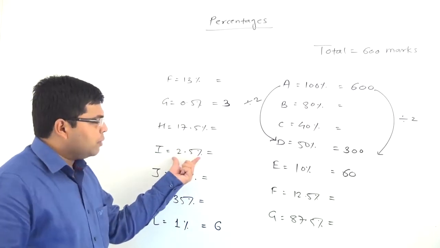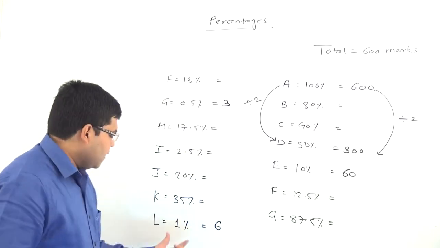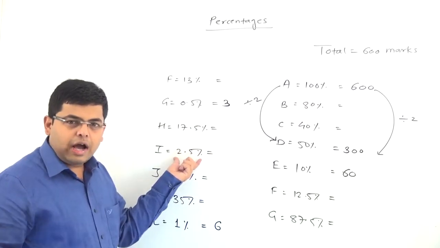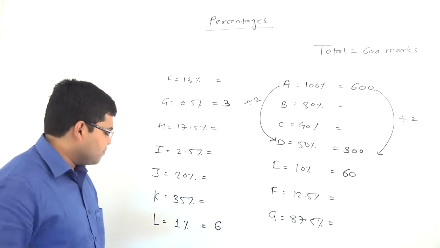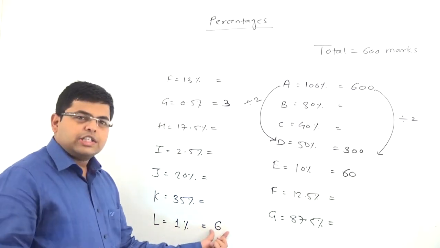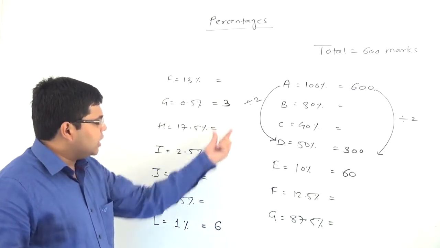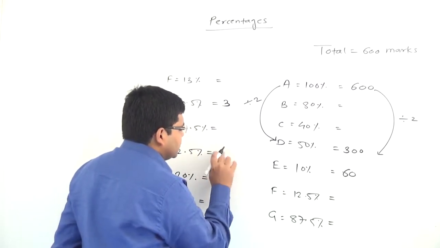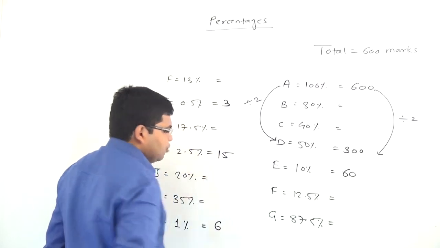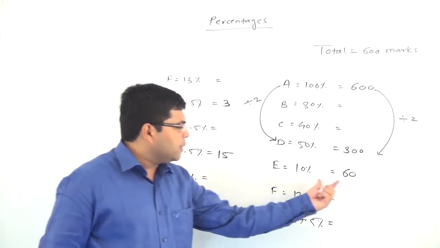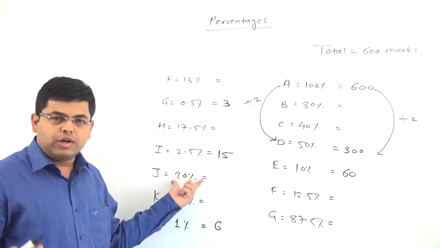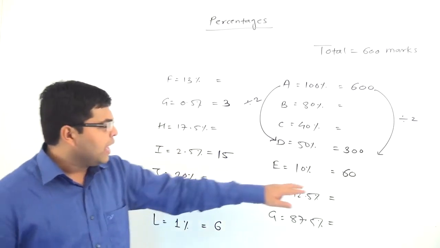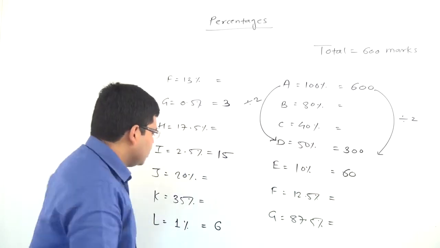Okay, let us see what will be the value of 2.5%. See, what is 2.5%? 1% plus 1% plus half percent will come out to be equal to 2.5%. So 1% is 6. 6 plus 6 plus 3 will come out to be equal to 15, and that is why the value of 2.5% will come out to be equal to 15. Similarly, if 10% is 60, then what will be the value of 20%? You need to do doubling. 10% multiplied by 2 is 20%, and 60 multiplied by 2 will come out to be equal to 120.